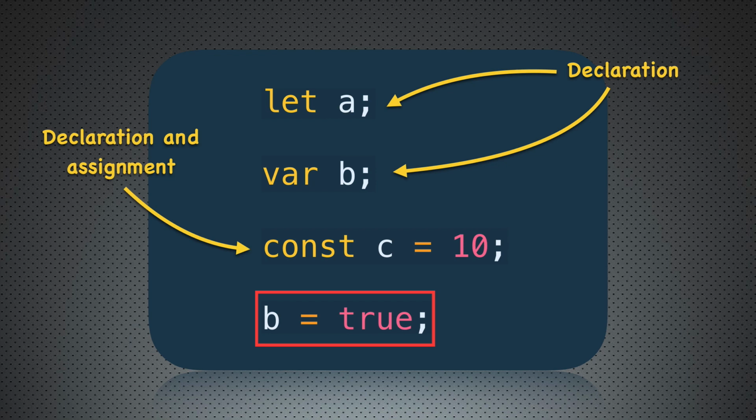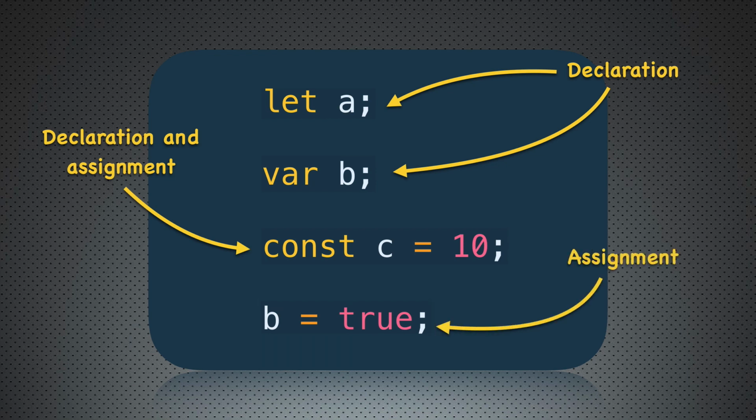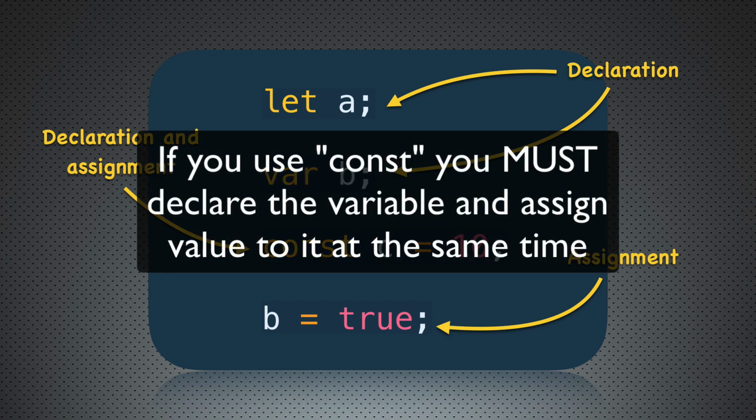And on the last line, we perform only variable assignment, and we assign a value to the variable that was declared before, and that is variable b that was declared on line 2. With var and let, it is possible. We can first declare a variable and only then, later, assign a value to it. With const, it's not possible. Each time you declare a variable using const, you must assign a value to it.